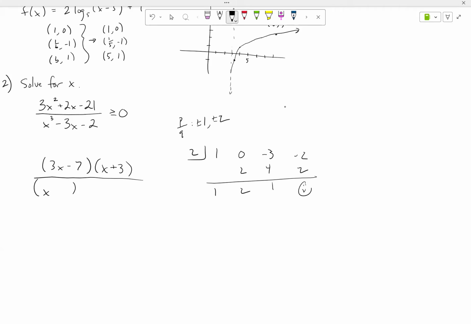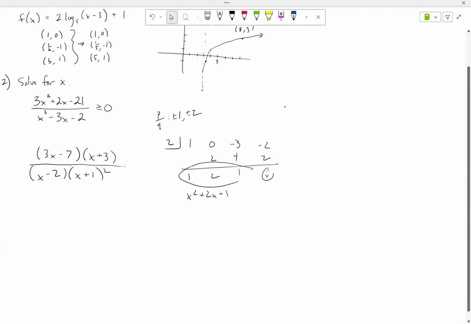Okay, so with that 2, we now have a factor of x minus 2 on the bottom, right? And then with this, we get x plus 1 squared. This is x squared plus 2x plus 1. Does it bring back some good memories? I know. Then you just make a number line.